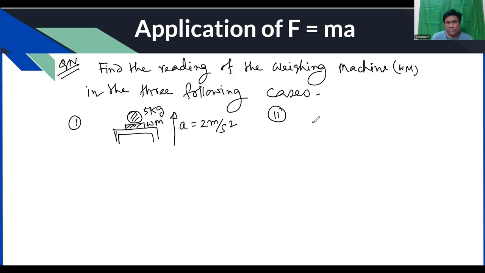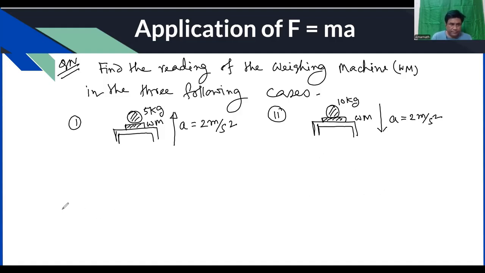The table is accelerating up. I can also just by my hand give an upward acceleration. Weighing machine is simply a plate like this. So this is the object, 10 kg. But this time it is accelerating down, 2 meters per second squared. So in this case, what is the reading of the weighing machine?